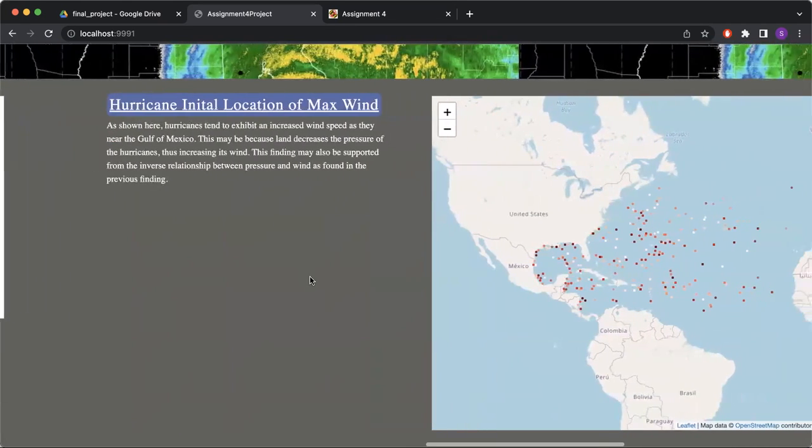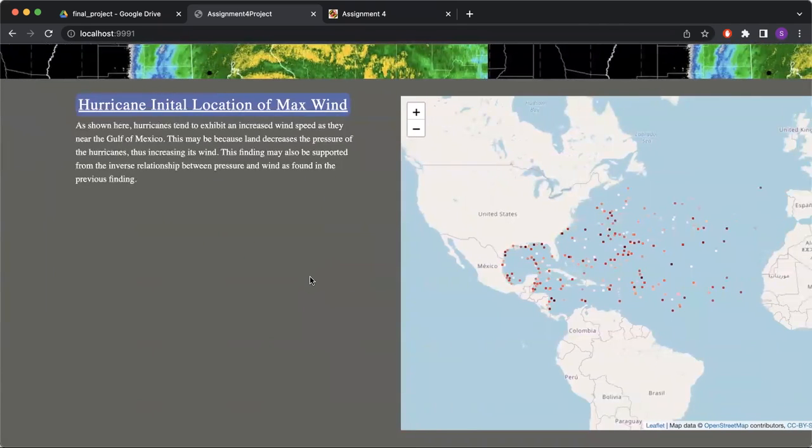So as shown through the last set of filters, hurricanes tend to exhibit an increased wind speed as they near the Gulf of Mexico. This may be because the land decreases the pressure of the hurricanes, thus increasing its wind. This finding may also be supported by the inverse relationship between pressure and wind as found in the previous finding.